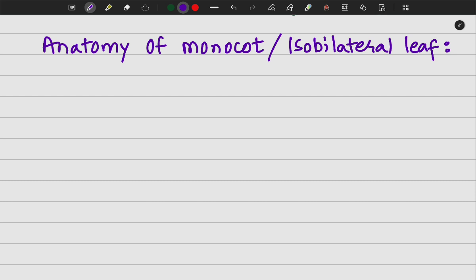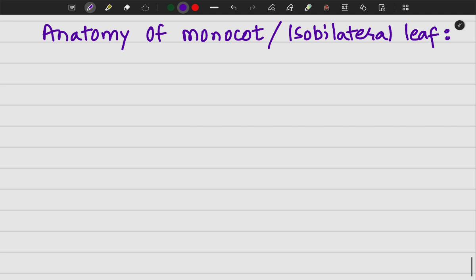As we studied, the leaves have two surfaces, and in the case of dicot leaf the stomata were present more towards the lower epidermis, and the upper epidermis may or may not have stomata. But in the case of monocot, the stomata are present at both surfaces of the leaf, both the upper and the lower surfaces. So let us draw the structure or the anatomy.